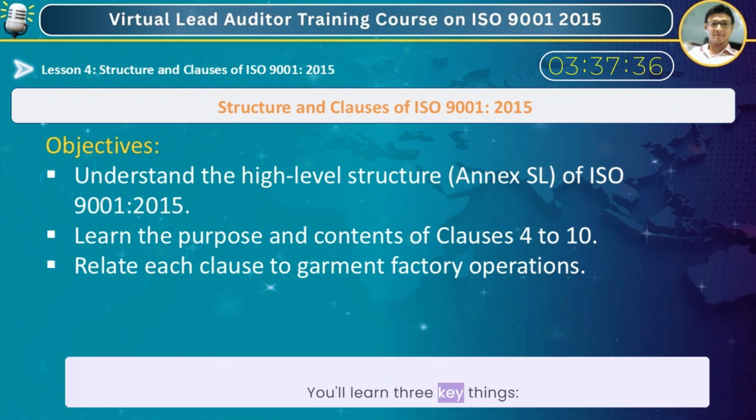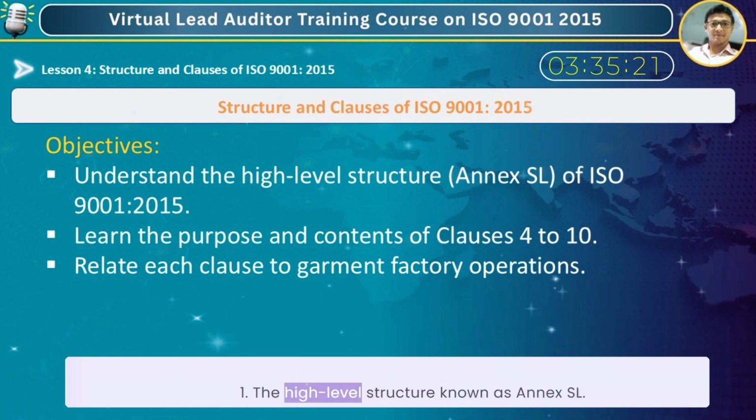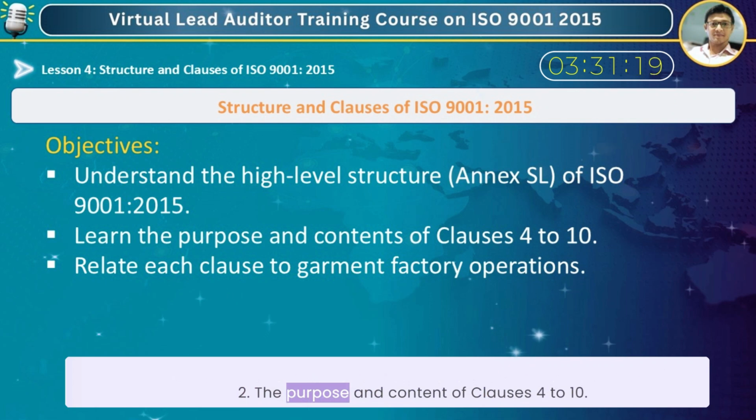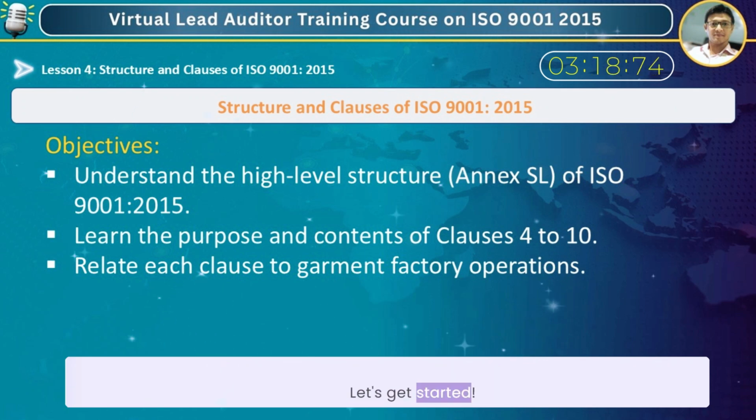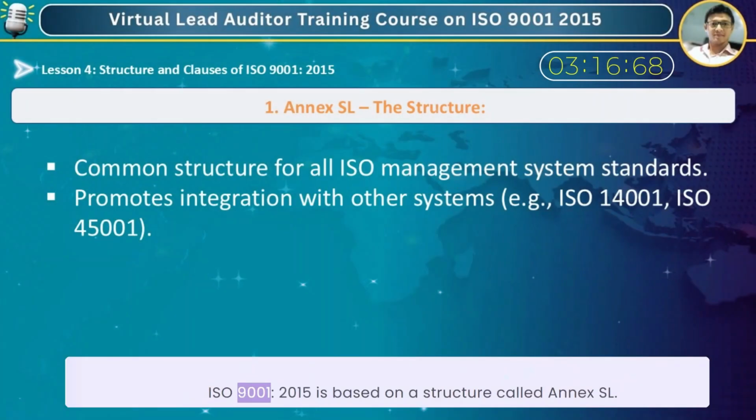In this session, we'll focus on the structure and clauses of ISO 9001-2015. You'll learn three key things. 1. The high-level structure known as Annex SL. 2. The purpose and content of clauses 4 to 10. 3. And most importantly, how each of these clauses connects directly to daily operations in a garment factory. Let's get started.